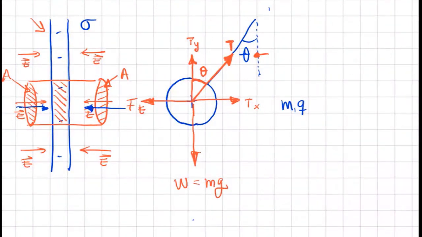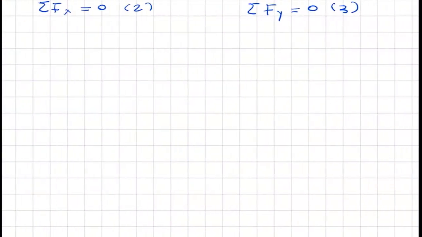The forces along the x-axis are the electric force pointing to the left and the x component of the tension pointing to the right. We write those equations here and ask what forces are acting along the x-axis. By the illustration, we have the x component of the tension pointing to the right minus the electric force pointing to the left, and that's equal to 0. This is the addition of the forces acting along the x-axis.